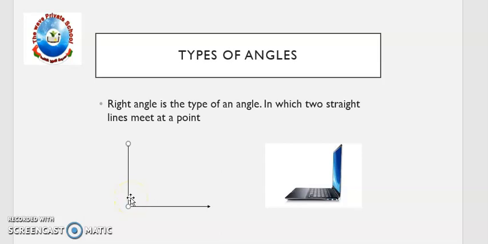So what is a right angle? A right angle forms when two straight lines connect to each other. When does a right angle form? When two straight lines are connected to each other.